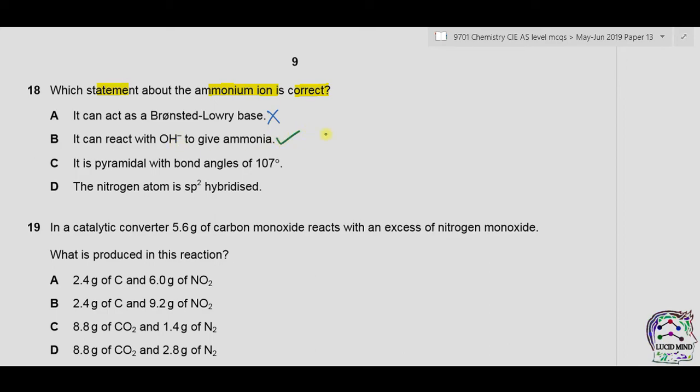Now this is a true statement because ammonium salt can react with aqueous alkali to form ammonia and water. Again we can see that H positive ion has been donated to OH negative, so therefore this has acted as a Bronsted-Lowry acid, and also ammonia is formed, so therefore B is correct.